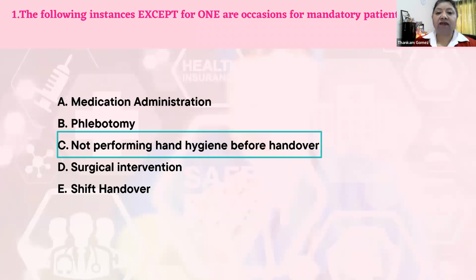Now, how do we identify the patient? That also will come up as a question in a moment. So, number two, the most common reasons for failure of ID bands in achieving 100% accuracy in patient identification are, you are supposed to tick all that apply. Now, ID bands are there in all hospitals for all patients. Okay. So, though the ID bands are there, the failures do happen.